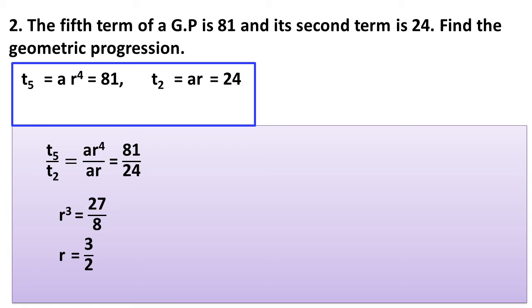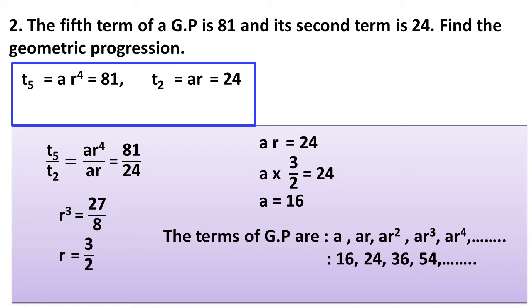Once we know the value of R is equal to 3 by 2, consider any one of the results and find out the value of A. A into R, I have considered T2 value. Replace R with 3 by 2 and find the value of A. A is 16, R is 3 by 2. Hence the terms of GP will be 16, 24, 36, 54 and so on.